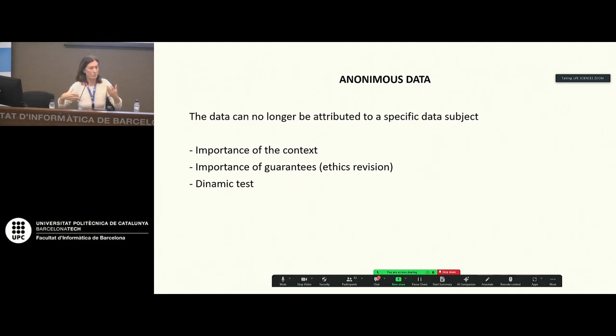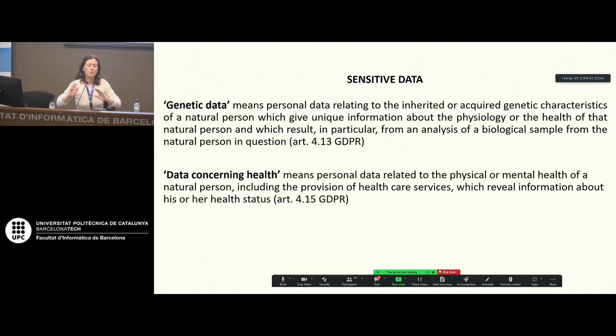Again, this is what I was trying to explain. These concepts are dynamic ones, and you have to implement guarantees in any case. There are some special categories of data that have a specific regime in the GDPR and in the Spanish regulation. Those are sensitive data, and the point is that sensitive data cannot be processed. This is the rule. It's forbidden to store sensitive data. It's forbidden. It's the rule.